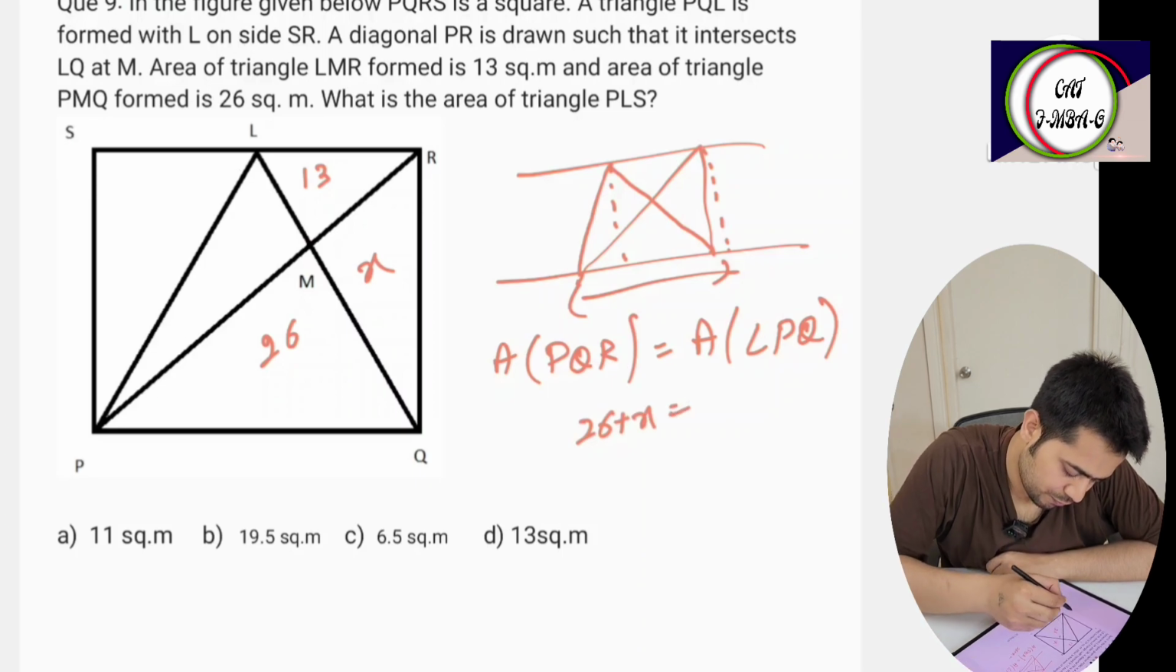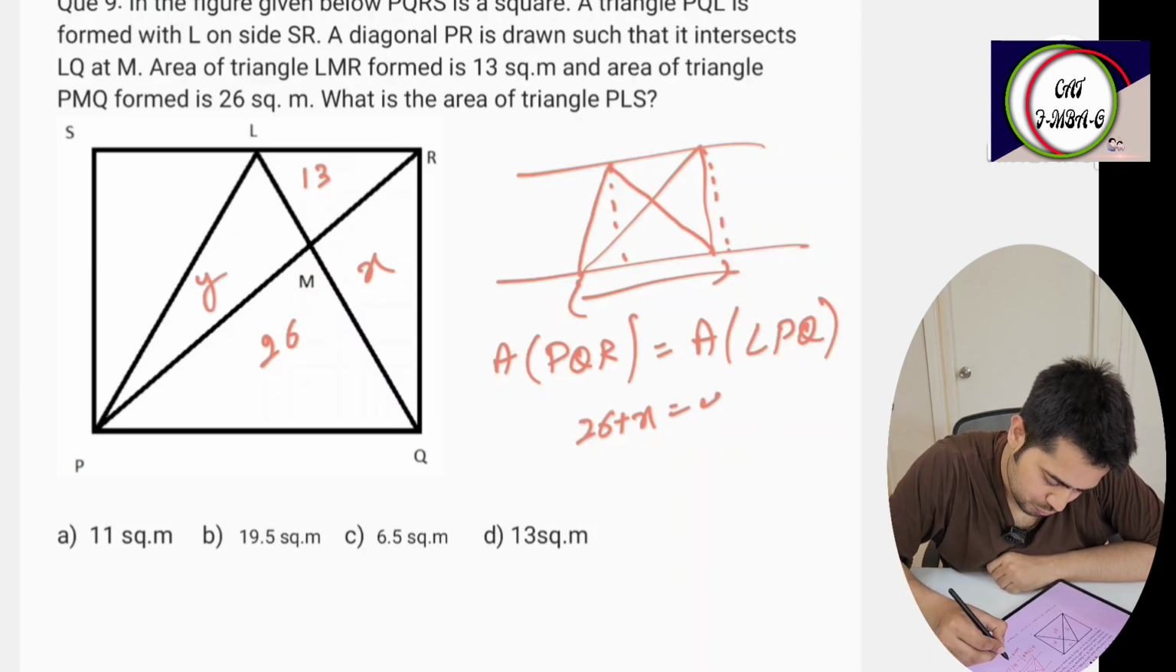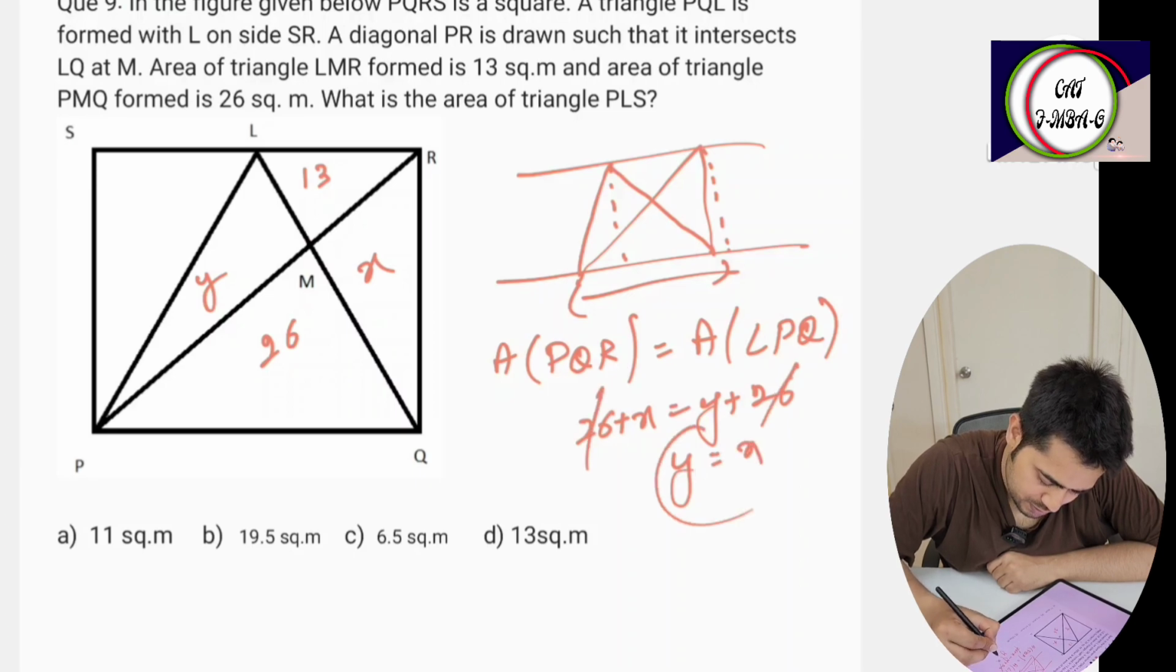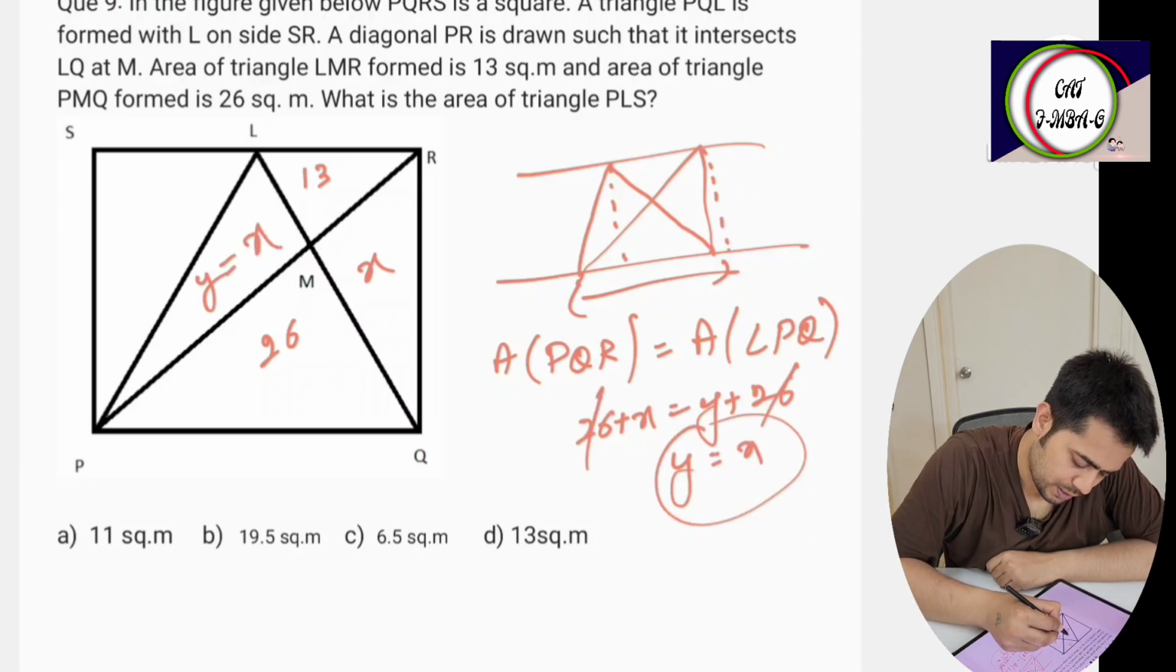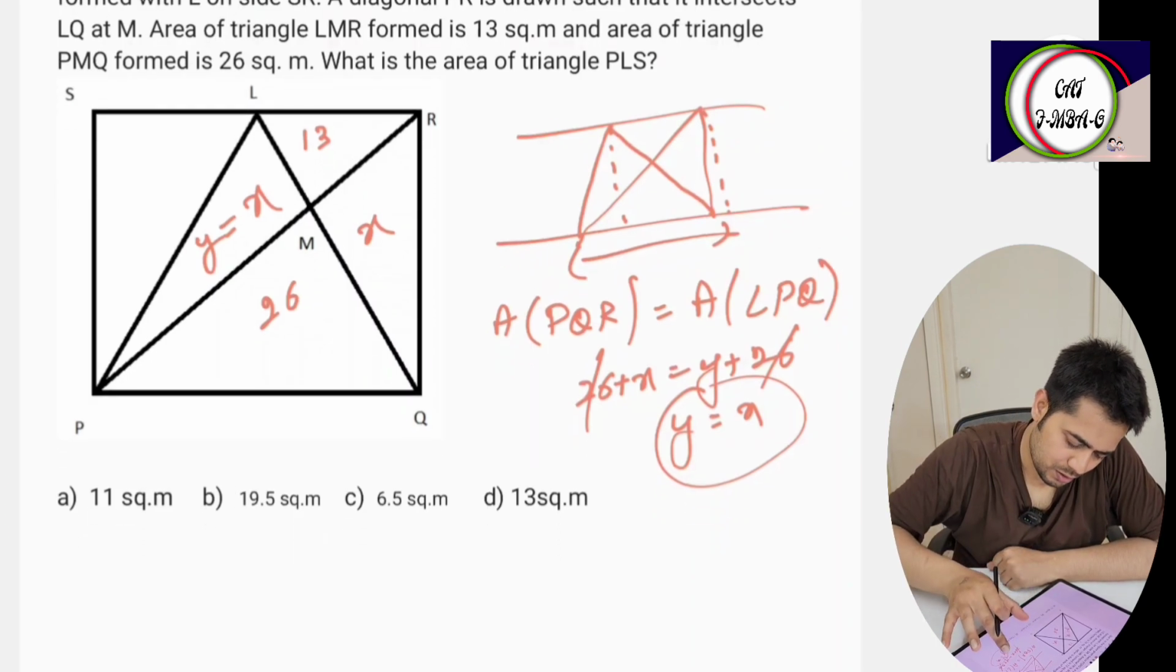LPQ, let this be y, is equal to y plus 26. So y plus 26, y is equal to x. So this is also equal to x. Also PR is a diagonal.